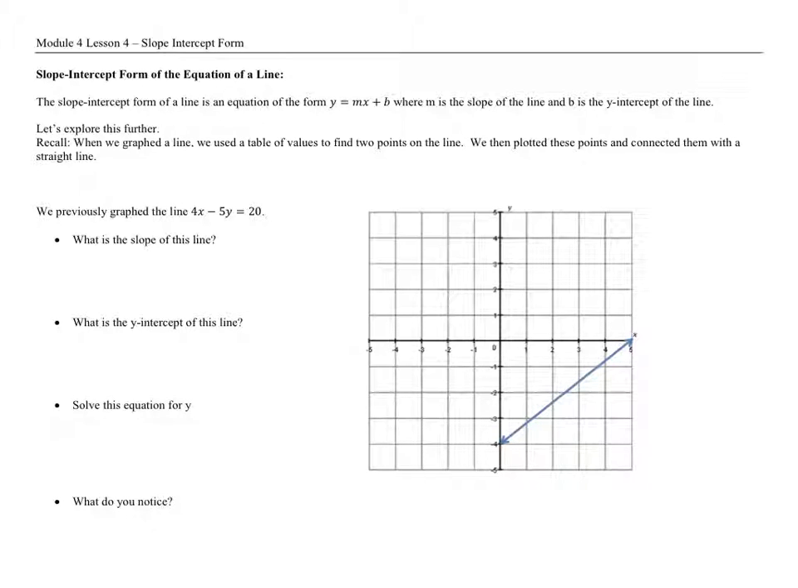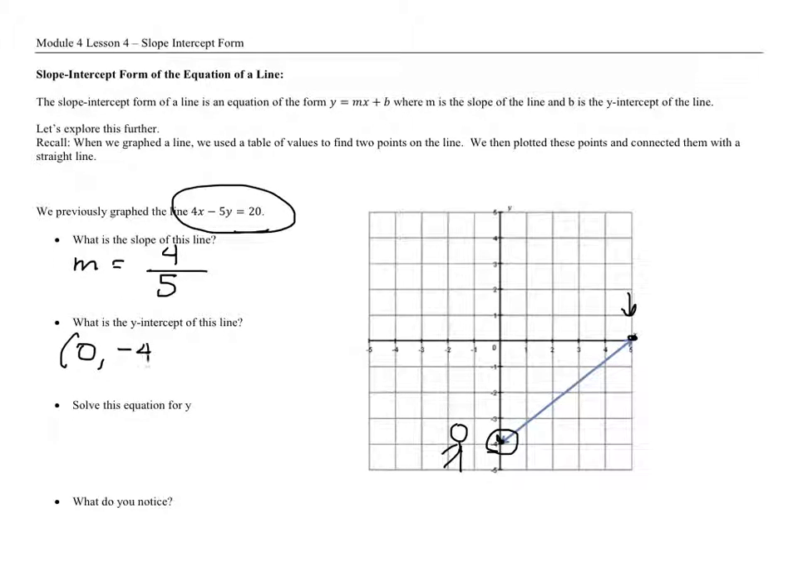So we previously graphed this line, 4x minus 5y equals 20, and I graphed it for you, so we're going to read the slope off of this line. So again, I'm going to start here, go here, so I'm going to go up 4, right 5, so the slope is 4/5. Now, let's talk about what the y-intercept of the line is. Well, we can read that off the graph. It's the ordered pair (0, -4).